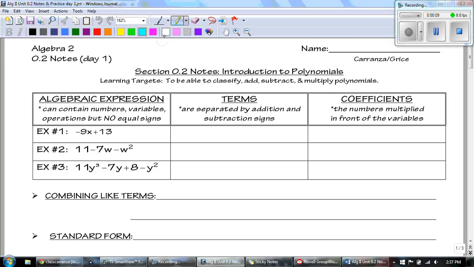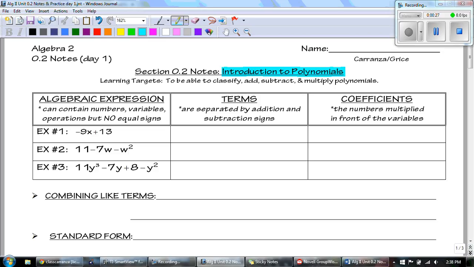Today we're going to be talking about, that's right, an introduction to polynomials. Our learning target for today is to be able to classify, add, subtract, and multiply polynomials. So let's go ahead and start with a little review.